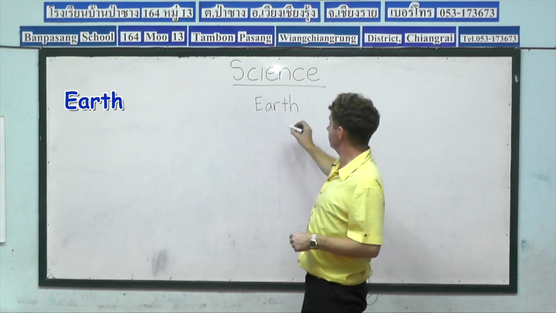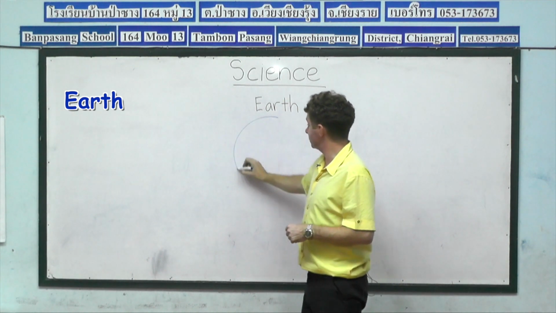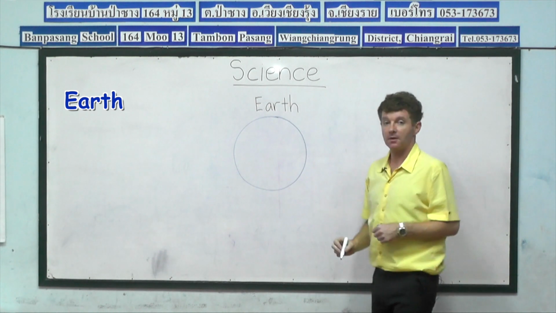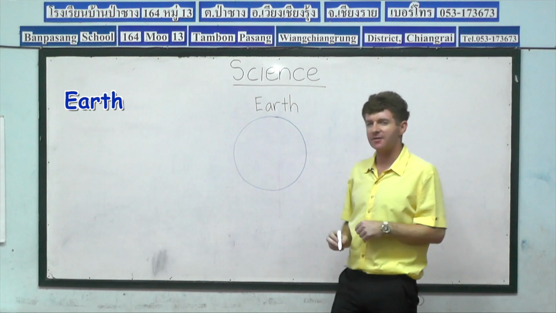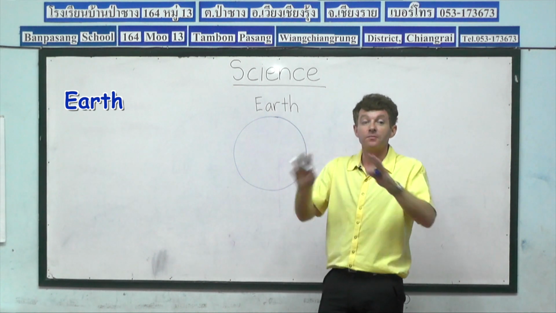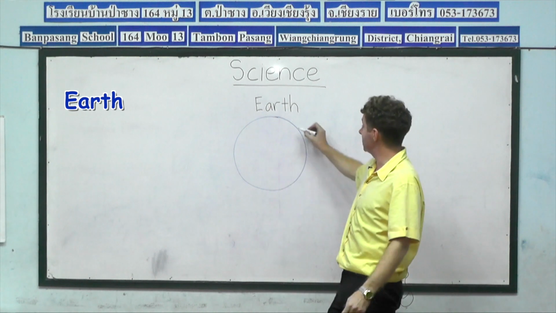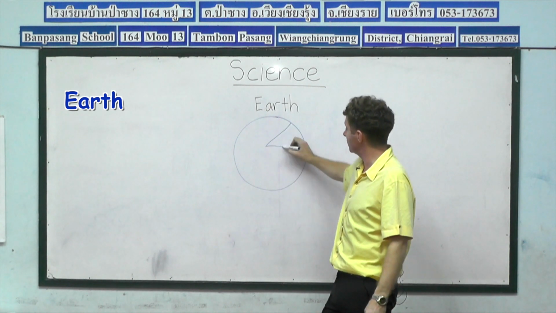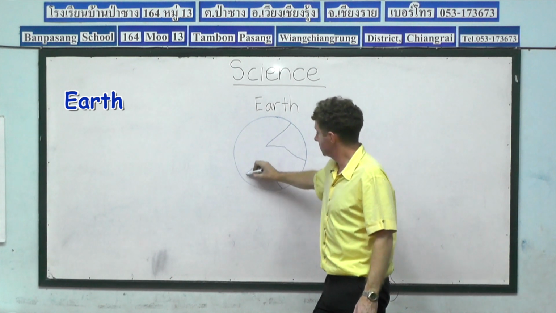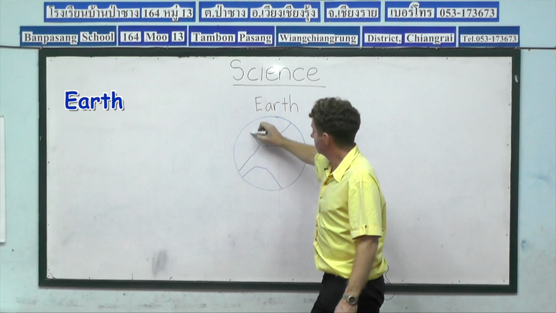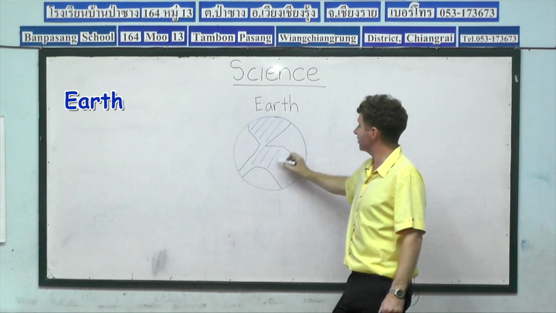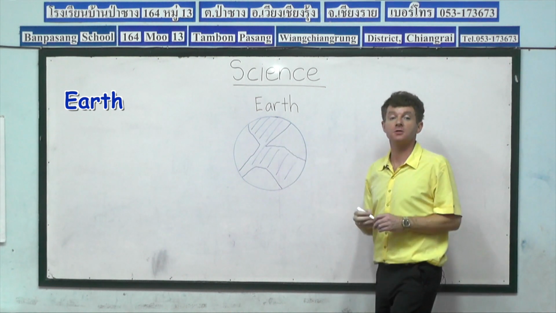And what I'll do, I'll draw a diagram of a sphere that can represent planet Earth. And what sort of things does planet Earth have on it? When we have big seas on planet Earth, we have oceans. So we can see that the blue parts of planet Earth are the oceans.